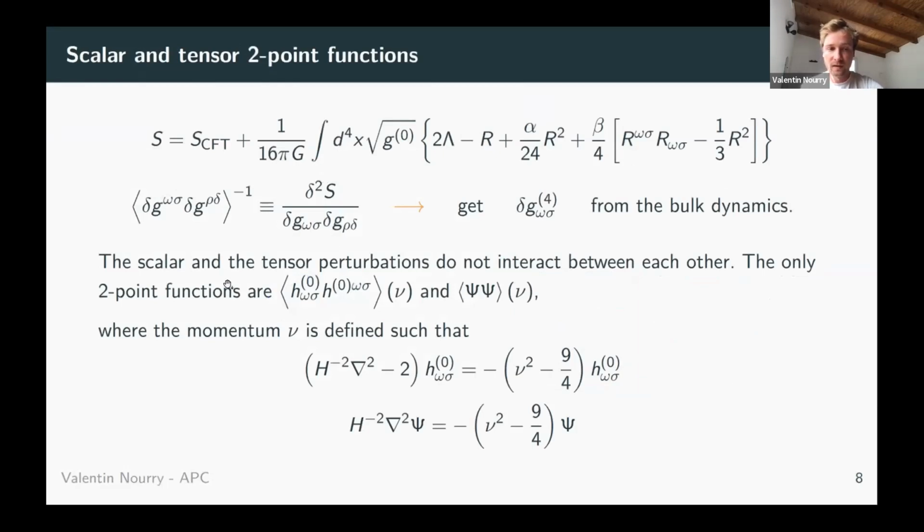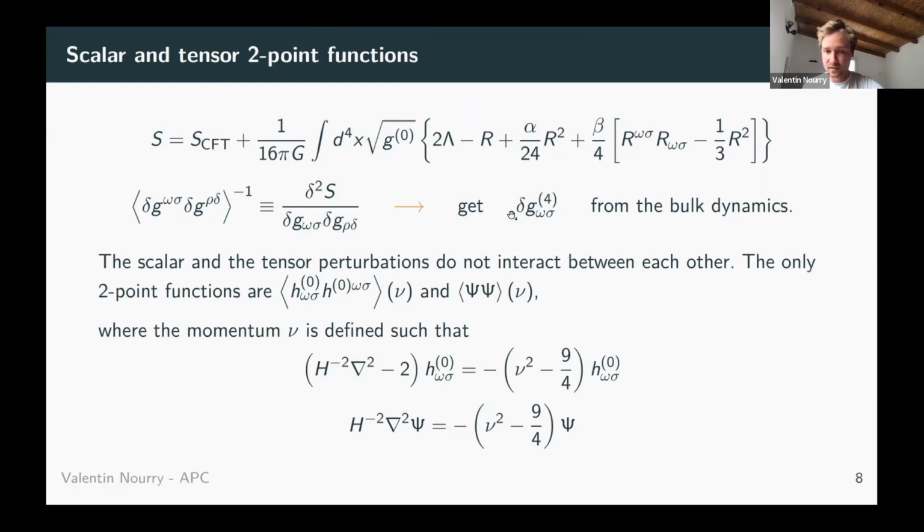So just the definition of the two-point function, and this is the action of our theory. There is the CFT part and the gravity part, which includes Einstein-Hilbert, and also quadratic curvature terms, because these are the terms that are finite in the regularization procedure, the holographic regularization procedure. So above, it will be vanishing, and below, it needs to be renormalized. So then we can compute the scalar and tensor perturbations. They are decoupled from each other. So we have only two different two-point functions, the tensor and the scalar.